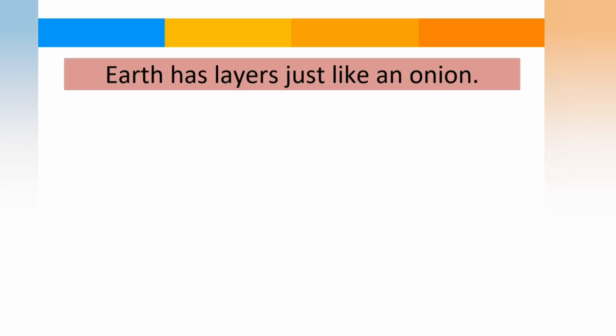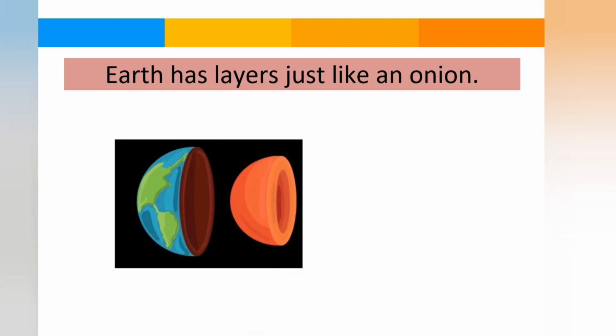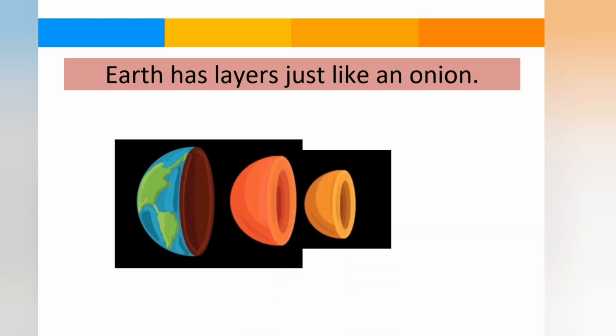Earth is made up of a lot of layers, just like an onion. So you can see this diagram which is helping you to understand that it is made up of so many layers. Now let us see these layers in detail.